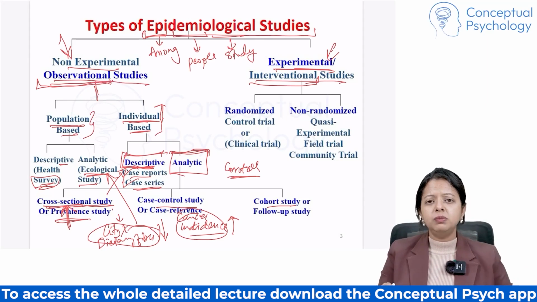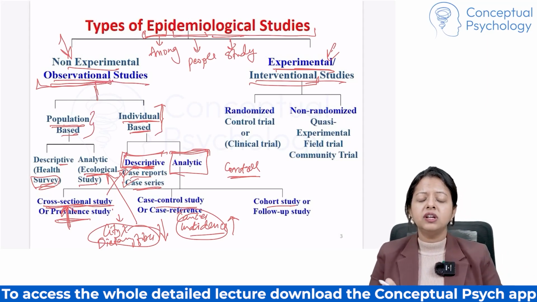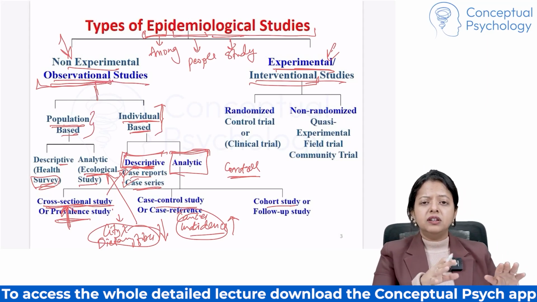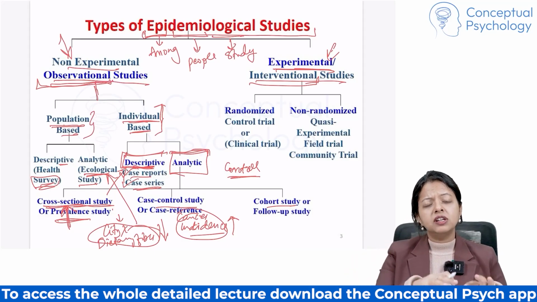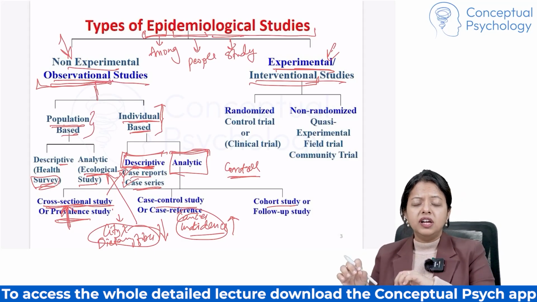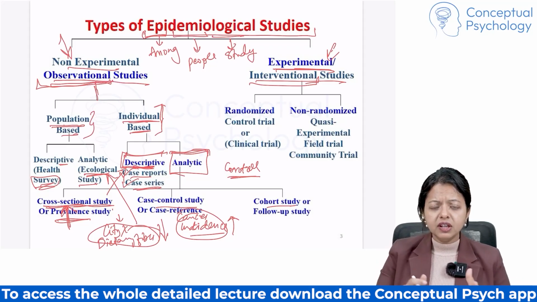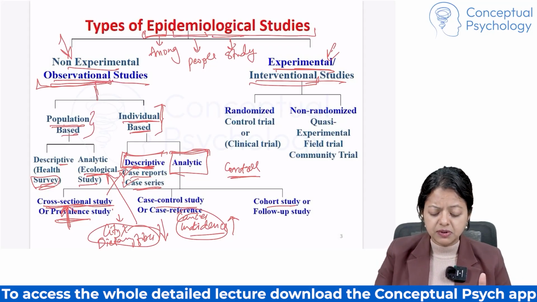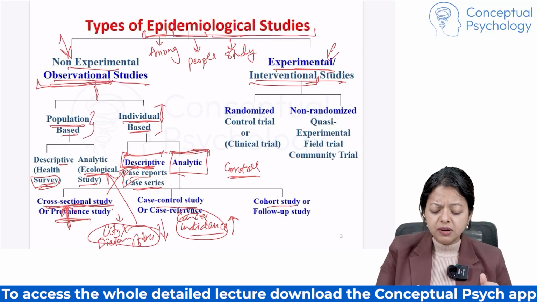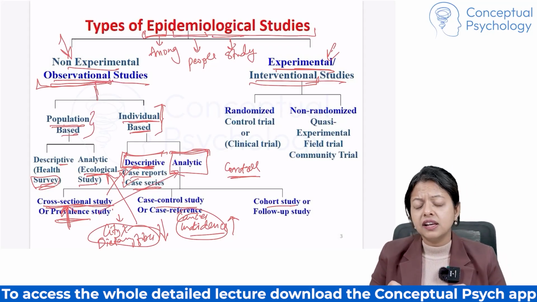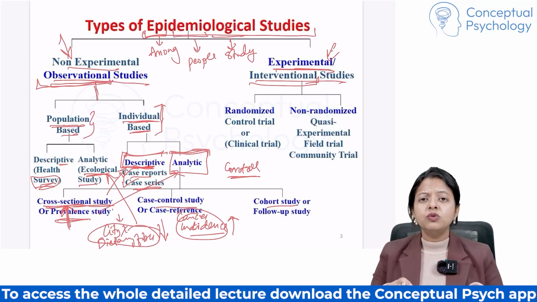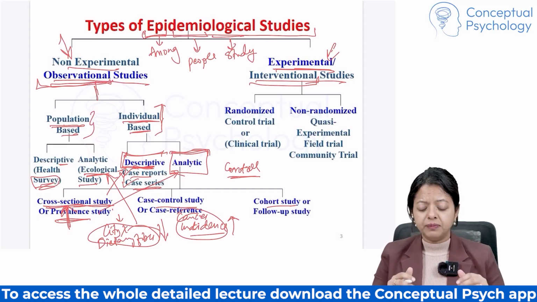So it can be descriptive, it is describing the population. Okay, at one point of time, this much of males have 10% depression and this much of females have 8% depression. So it can be a descriptive study. And when a cross-sectional study comes under analytical study, it tries to find out the association between exposure and an outcome.